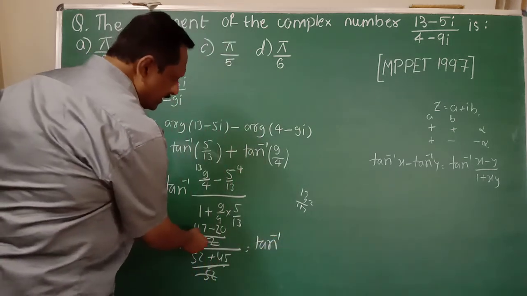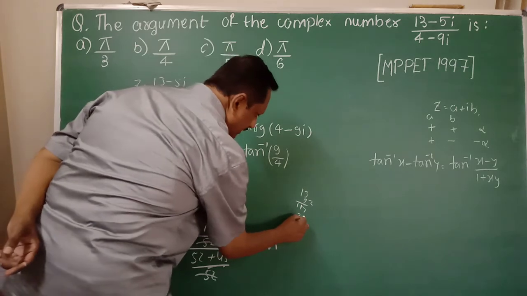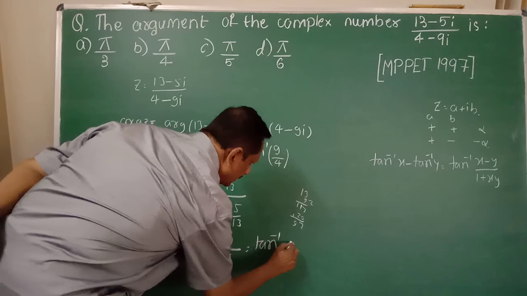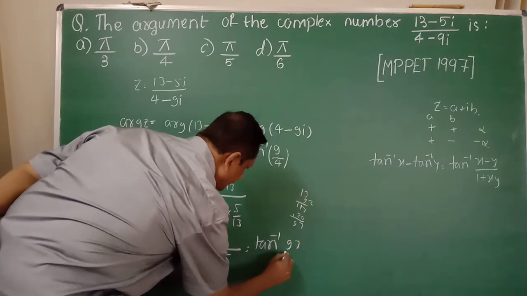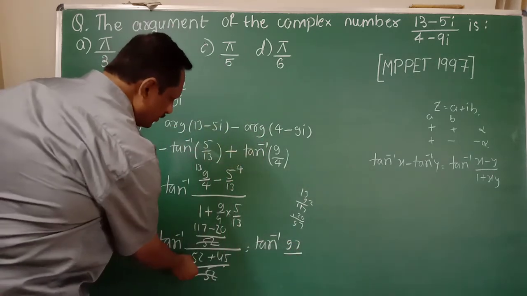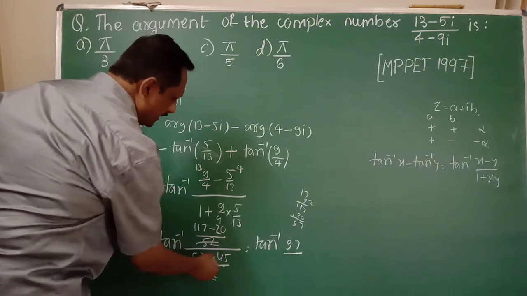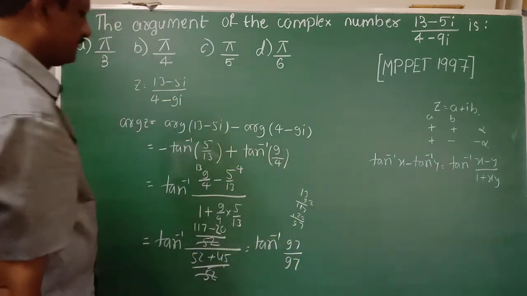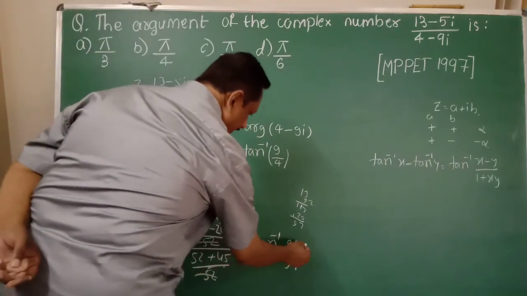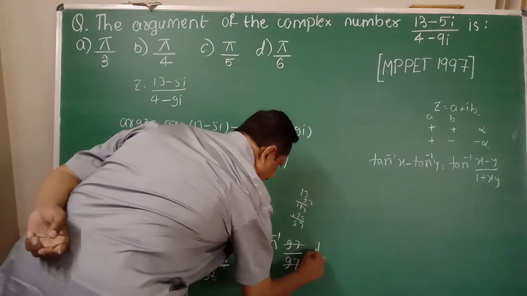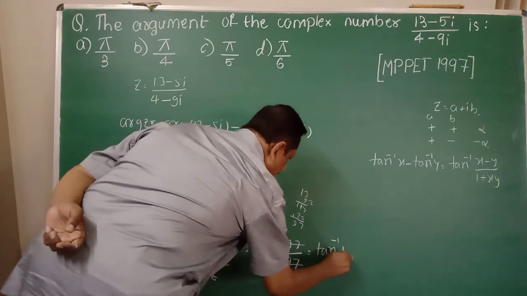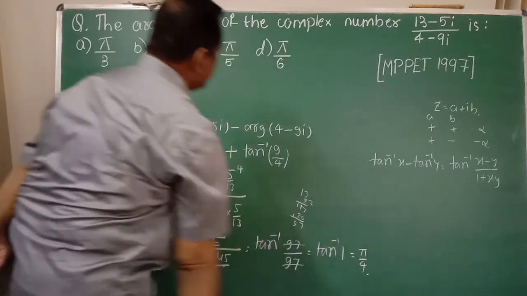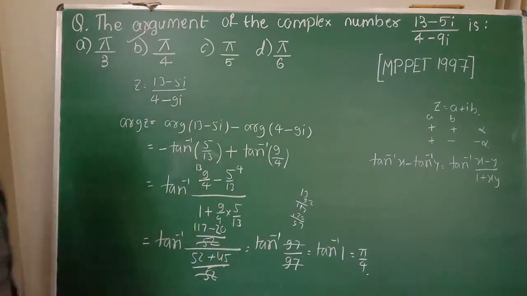117 minus 20, 97 here. Therefore tan inverse of 97 divided by 52 plus 45, again it is 97 here. So 97 cancels here. Then what remains here? Tan inverse of 1. And the tan inverse of 1 value is pi by 4 here. So pi by 4 is the answer here.